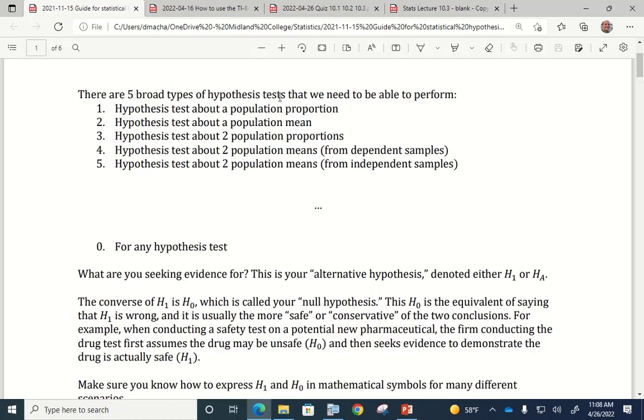That is 1 population proportion, 1 population mean, and 2 population proportions, comparing them. And then the last 2 are comparing 2 population means, but they're sort of split up. We're going to do a different hypothesis test depending on whether they are a dependent sample, and a different hypothesis test if it's an independent sample.